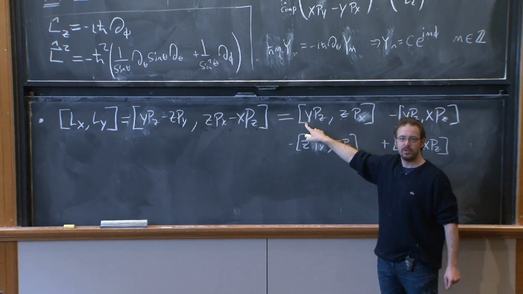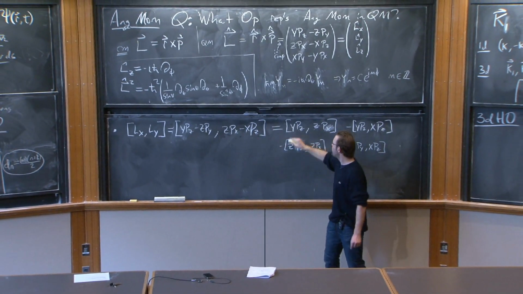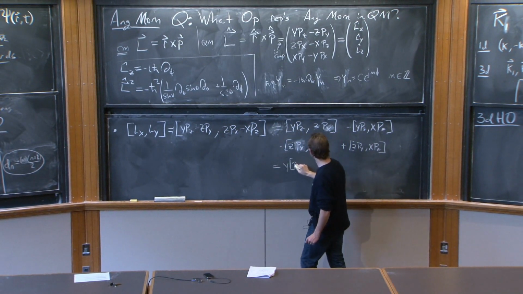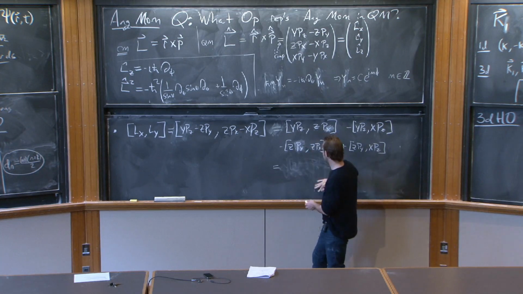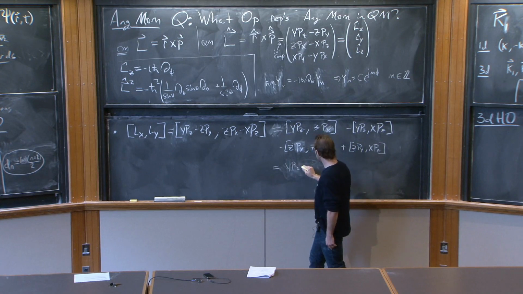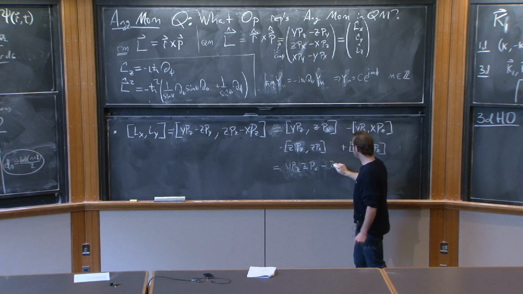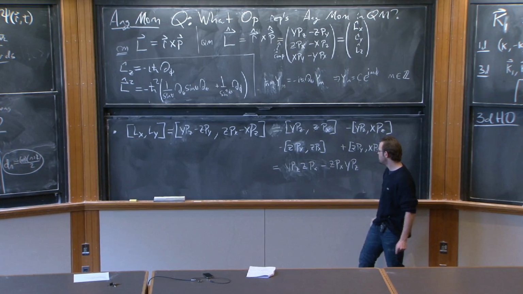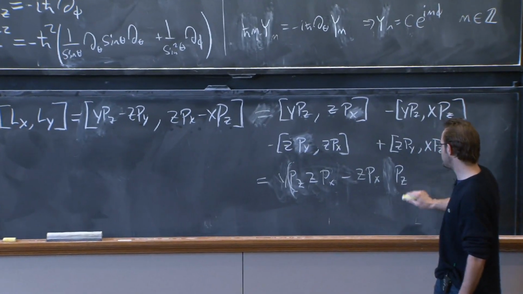Y commutes with all of them. So in each term, I can just pull y all the way out to one side. From the first term, I'm going to write this as y, commutator pz with z px. Let me do that explicitly. There's no reason not to. So this is y pz z px minus z px y pz. And I can pull the y out front because it commutes with px and with z. So I can make this y times pz z px minus z px pz.